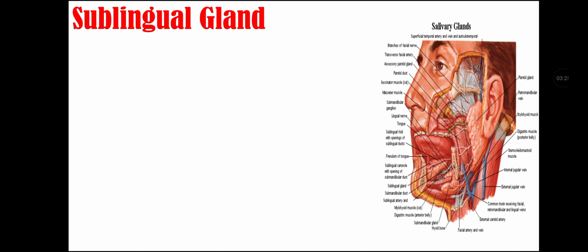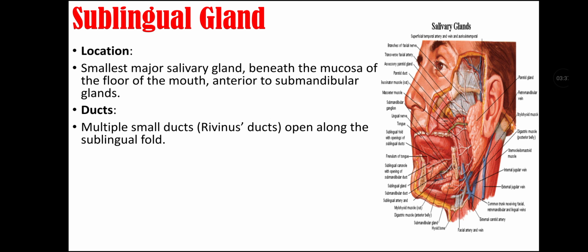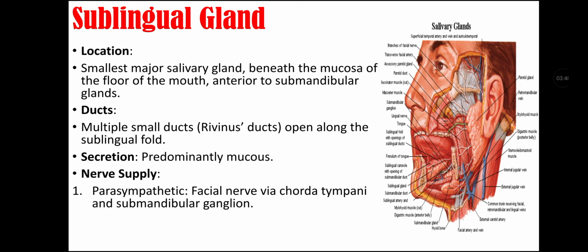Next major salivary gland is the sublingual gland. It is the smallest major salivary gland, present beneath the mucosa of the floor of the mouth, and it is present anterior to the submandibular gland. It has multiple small ducts, that are the ducts of Rivinus, and they open along the sublingual fold. Its secretion is predominantly mucous secretion, and its nerve supply includes parasympathetic and sympathetic nerve supply.